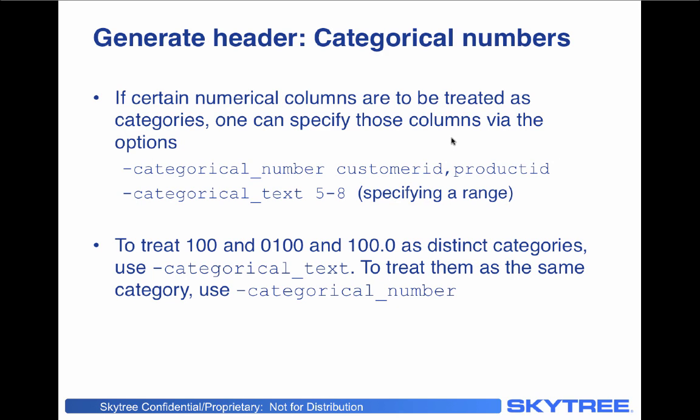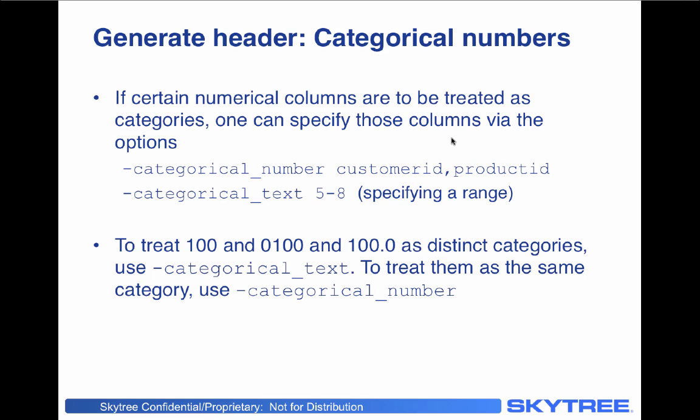We saw that in the header that was generated, the textual columns were identified as categoricals, and the numerical columns were identified as numericals. But sometimes numbers actually represent categories rather than actual numerical values or sizes. In that case, we would want to identify the numerical columns that represent categories as actually categorical columns. That can be done in two ways, depending on the way we want to treat the numbers.